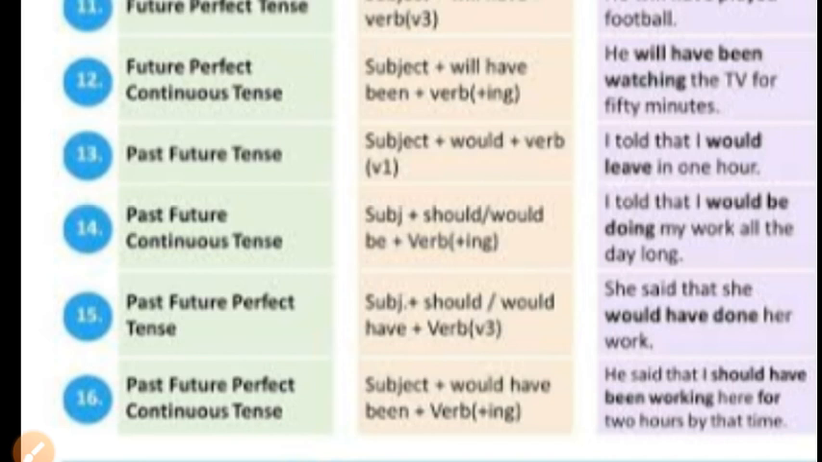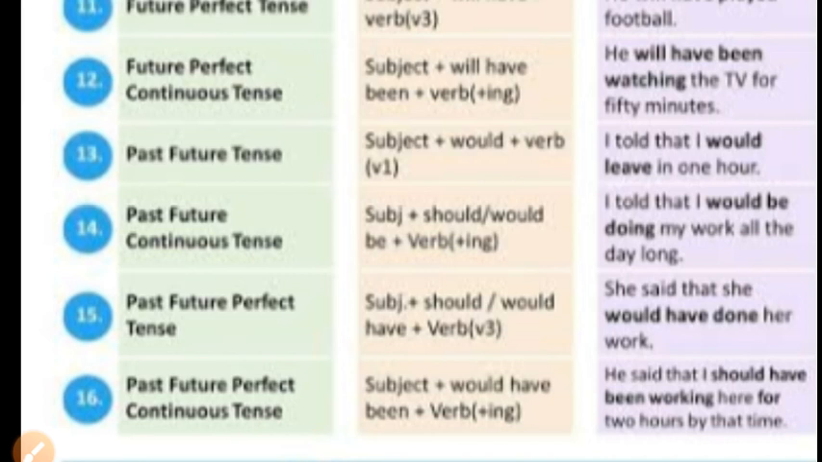Now see, the tense forms which now I am going to tell you, these are a little bit different, but they are also tense forms. We name them as past future tense. It consists of subject plus would plus first form of the verb. Example, I told you that I would leave in 1 hour.